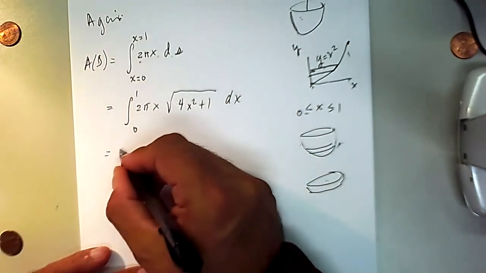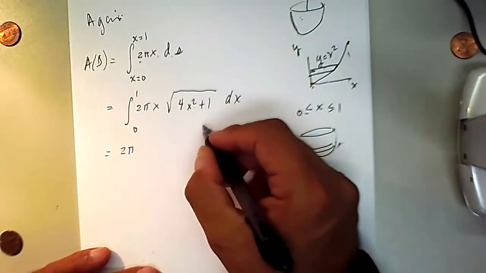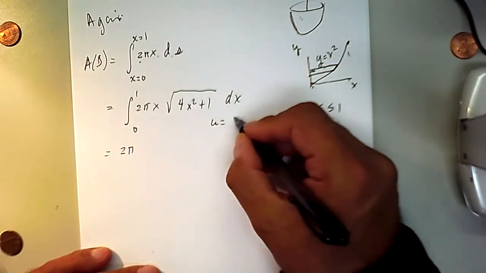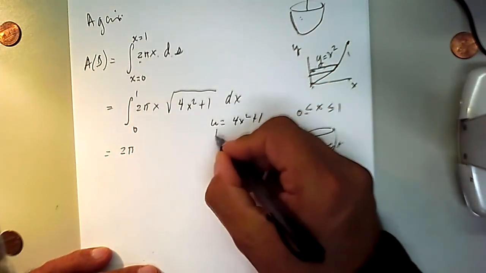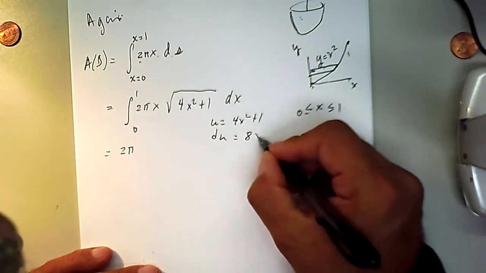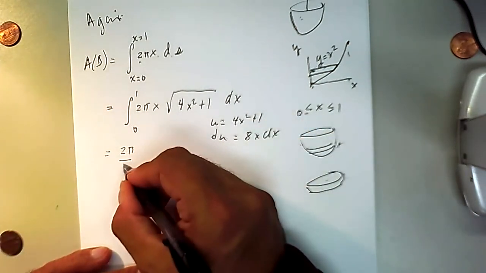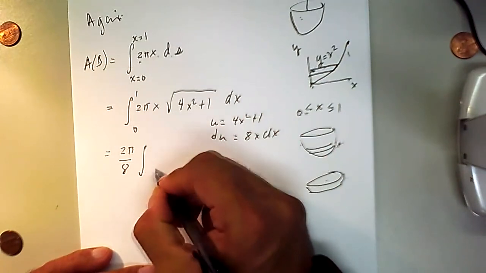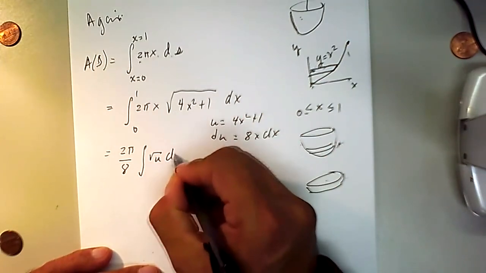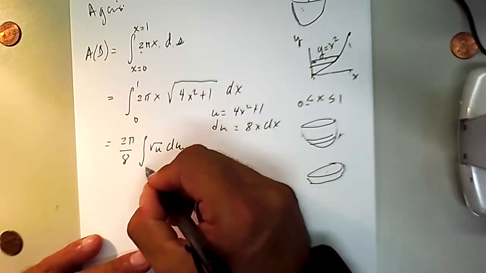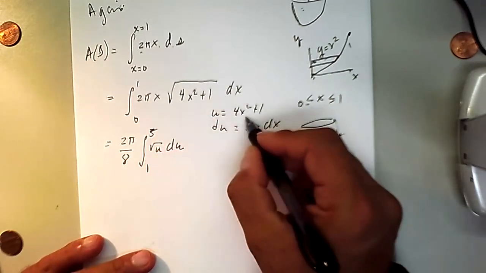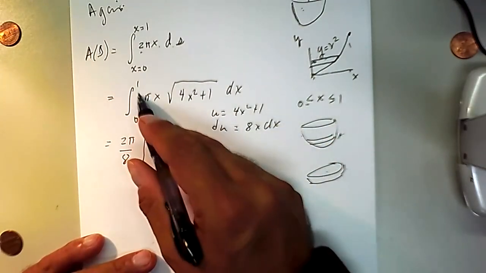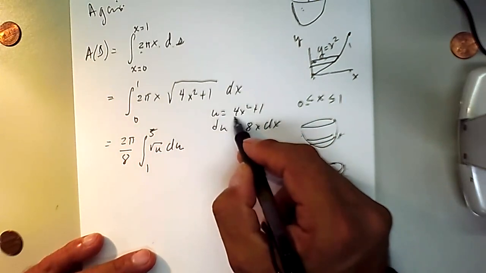So a few things do repeat if you compare to the previous example. We're going to set u, again, to be 4x squared plus 1. du is 8x dx. So we need to divide by 8, factor out the 2 pi, which is a constant. And again, we have the integral of square root of u du from 1 to 5, because when x is 0, u is 1. When x is 1, u is 8. No, it's 5.